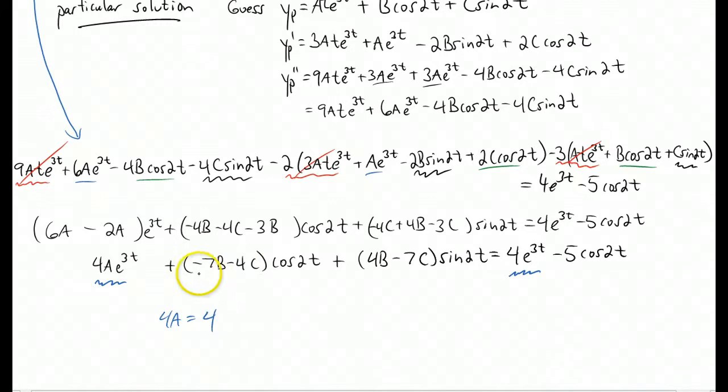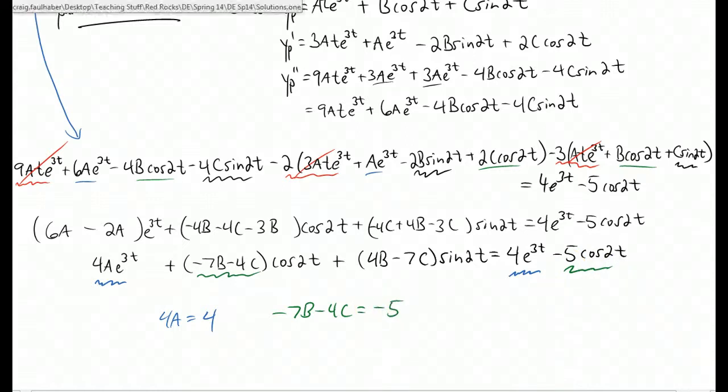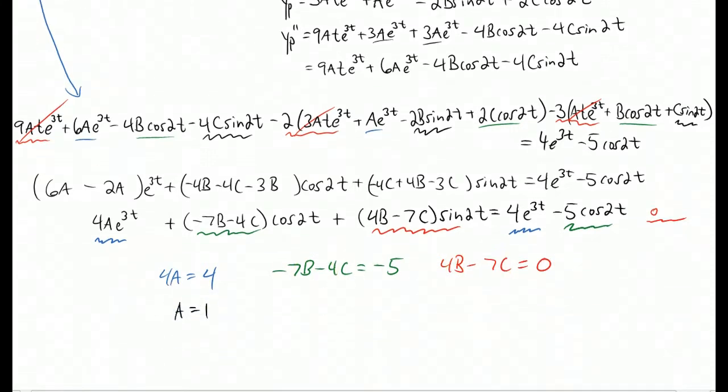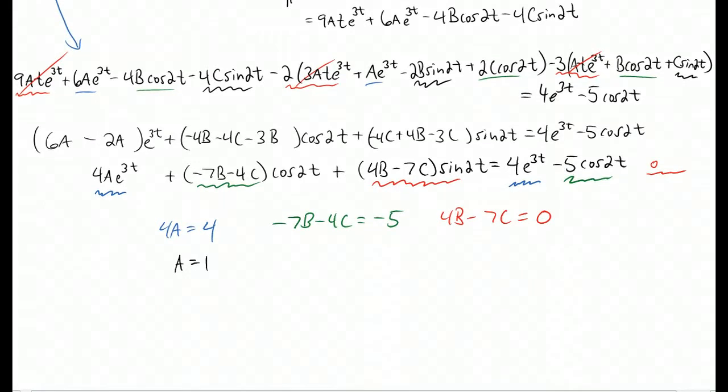If we match up our cosine terms, we have negative 7b minus 4c equals negative 5. And if we match up our sine terms on the left and the right, we have 4b minus 7c equals, well, there's no sine term over here, so it must just be a 0 term. Obviously, a just equals 1. That's the easy one. And now we have two equations and two unknowns to solve here. This, unfortunately, is going to involve some fractions.